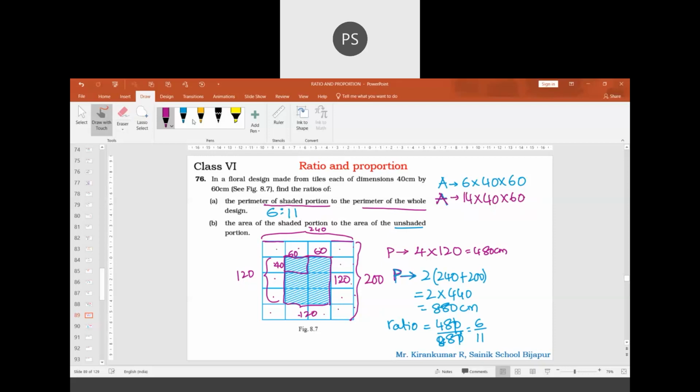So if you find the ratio here, this 40 and 60, they get cancelled. 3 times, 7 times. So we get it as 3 is to 7. Yes, sir. Is this the answer?